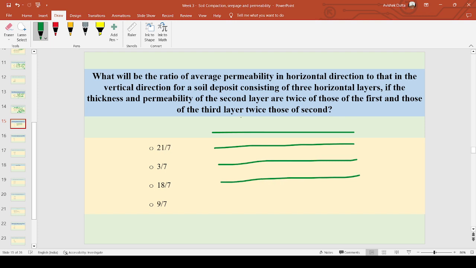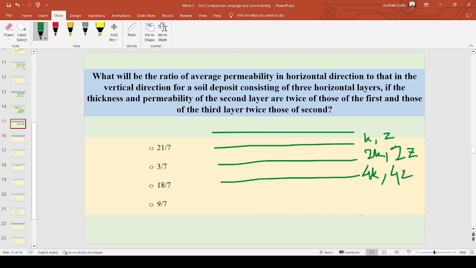So what is said over here in the first layer, it is nothing mentioned. So we'll consider the value of coefficient of permeability as K and the thickness as Z. It is said now that thickness and permeability of the second layer are twice of those of the first. So for this it is 2K and 2Z. And those of the third layer are twice of the second. So it is twice of 2K, that is 4K, and 4Z.